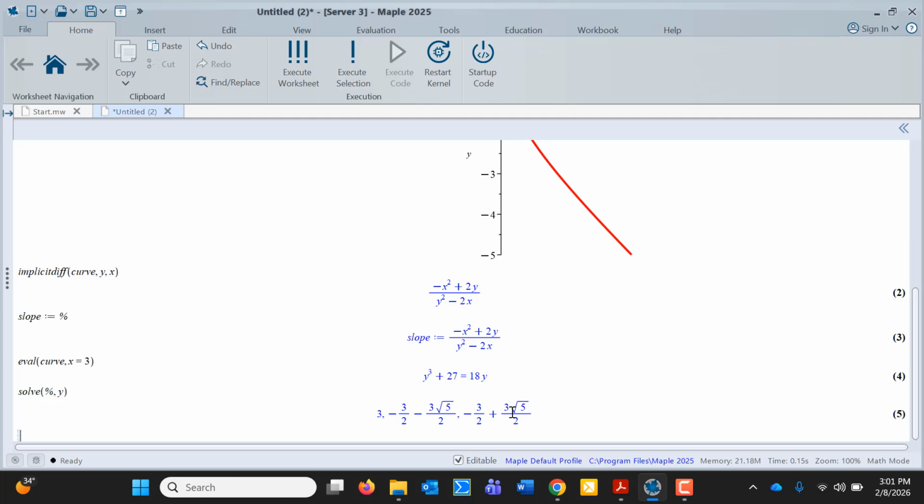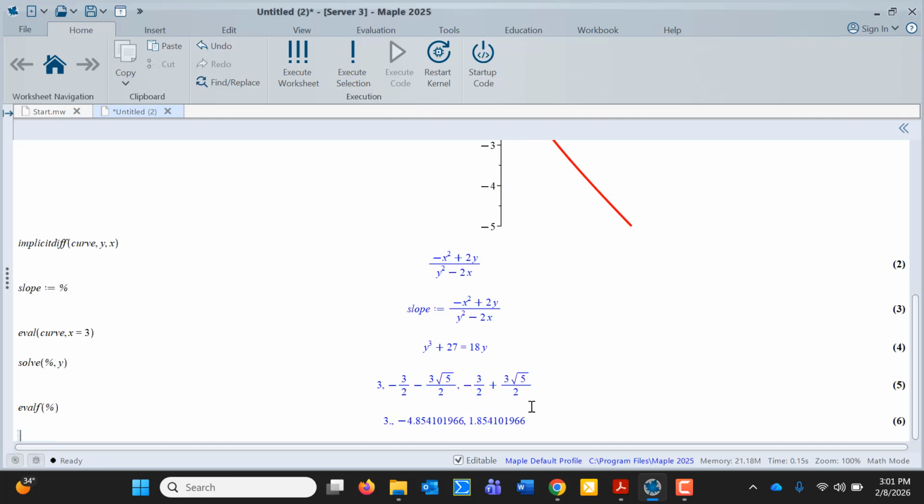Okay, maybe I want to know what those are as decimals. So to do that, we use the evalf command, which evaluates your last answers, or whatever you're evaluating, as a floating decimal. That's what the F stands for. So what do I want to evaluate? I want to evaluate as a decimal these last answers right here. So I'm going to use that percent symbol again, so I don't have to retype in all these messy things, and hit enter.